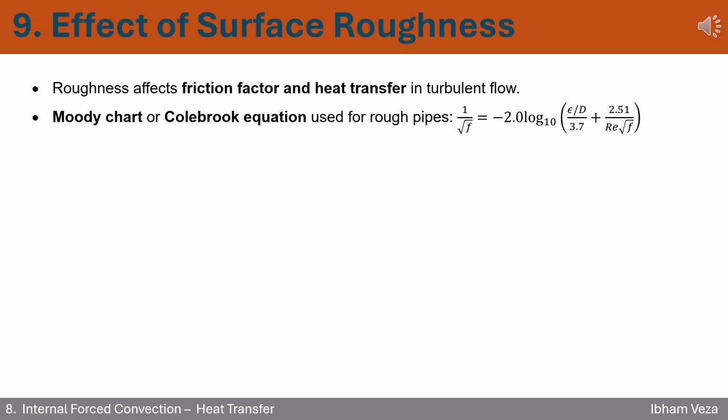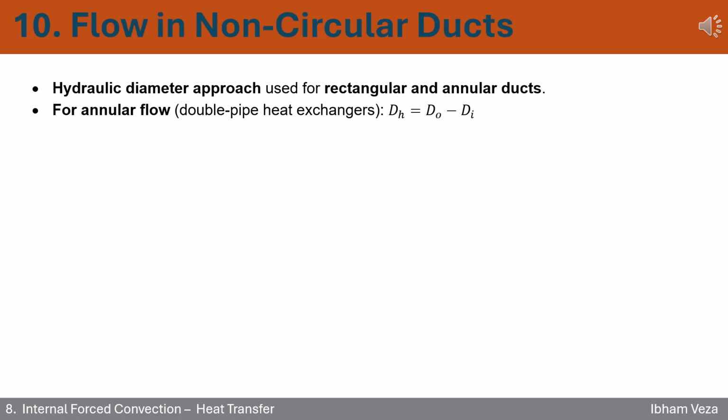The second is the Colebrook equation, a mathematical tool that connects friction factor, Reynolds number, and roughness ratio. So, whenever you're working with turbulent flow and rough pipes, don't ignore the surface texture. It has a direct impact on how much energy you'll need to pump fluid and how effectively you can transfer heat.